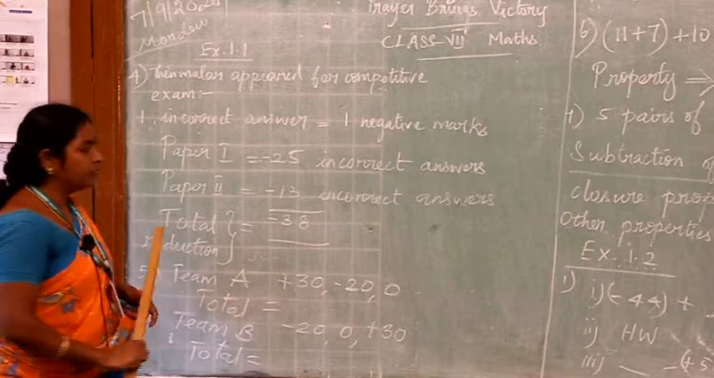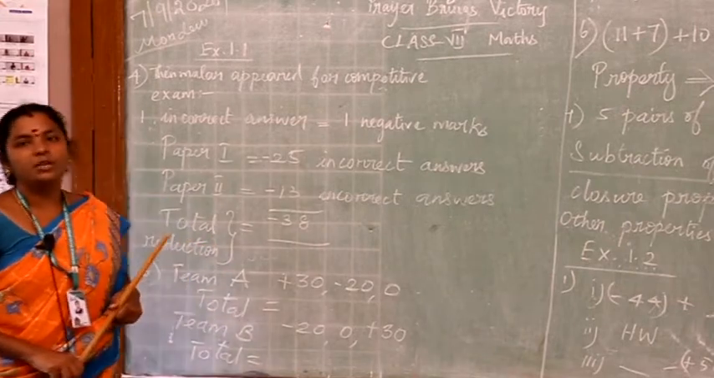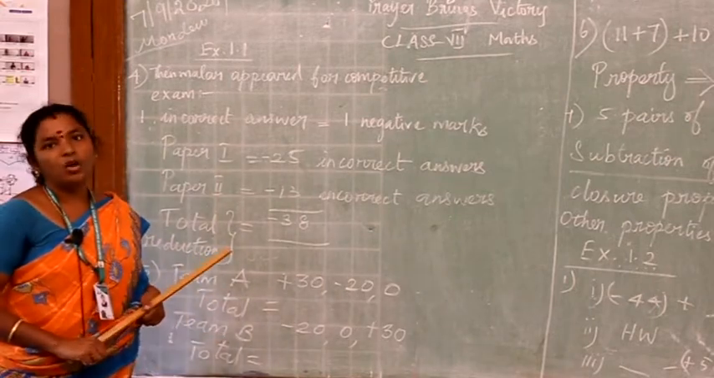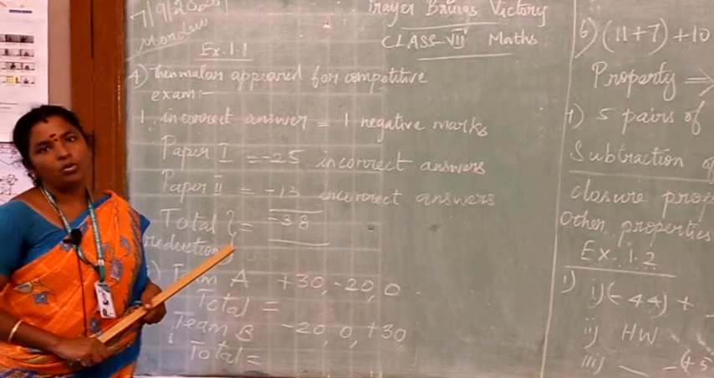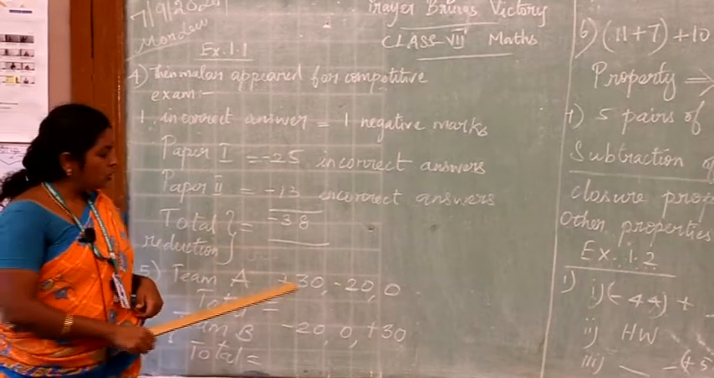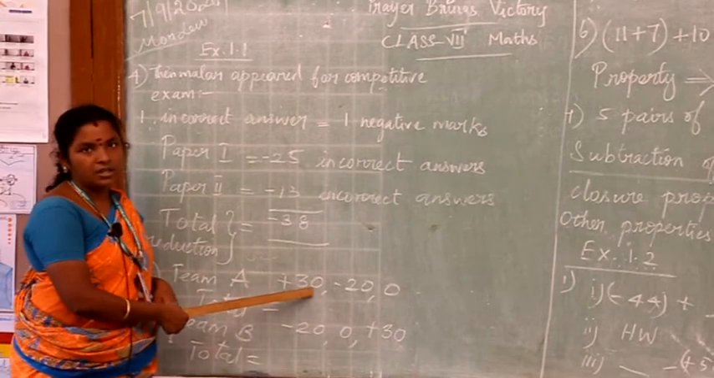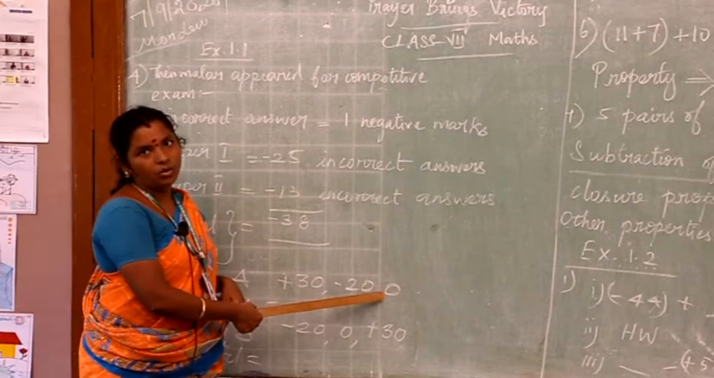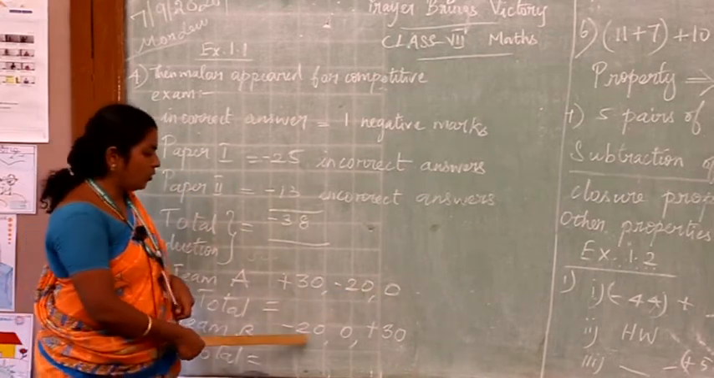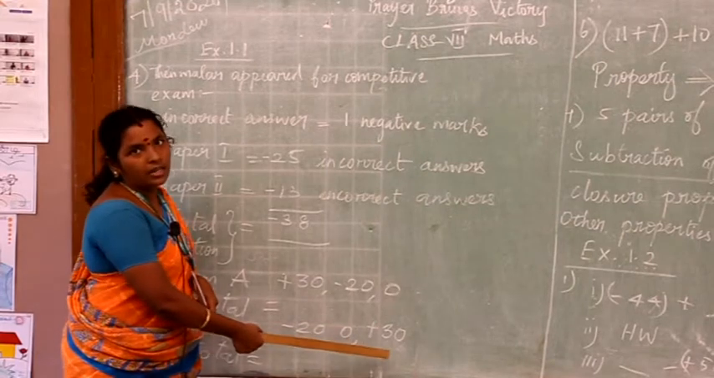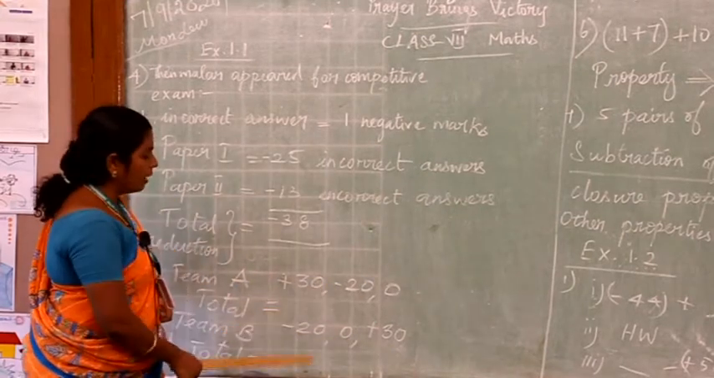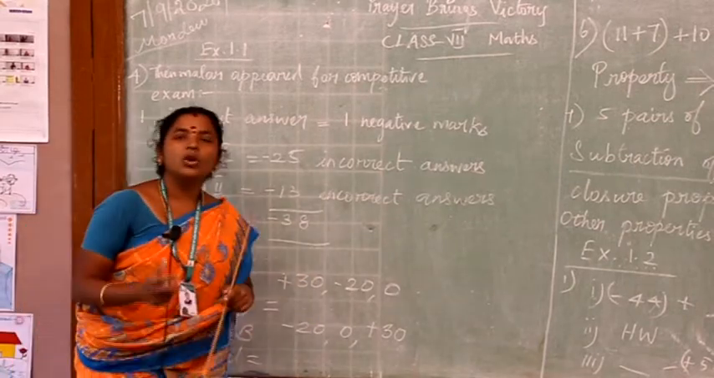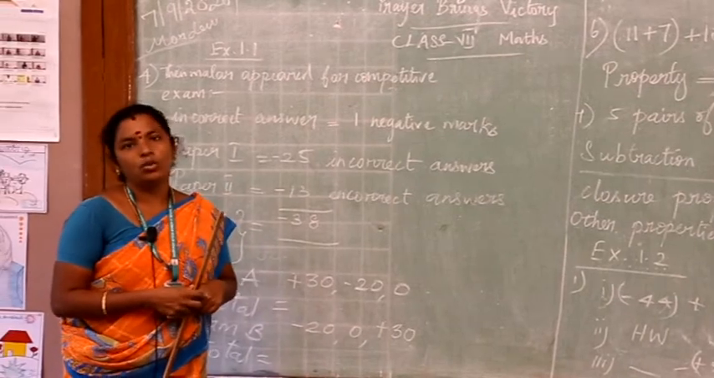Now we will go for the fifth question. The two teams, team A and team B, attended a competition. They ask which team scored the total number of points. In the first round team A got plus 30, in the second round minus 20, and in the third round 0. Similarly for team B, the first round minus 20, second round 0 and third round plus 30. We are going to compare these two to see which team is best. For that, you have to add all three points to get the total number of points.